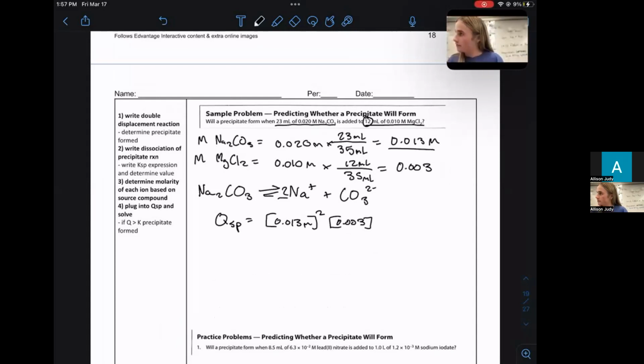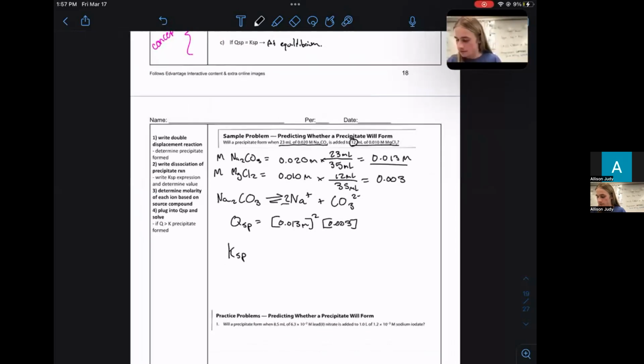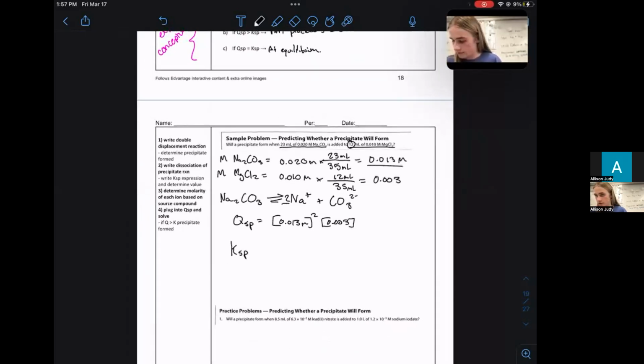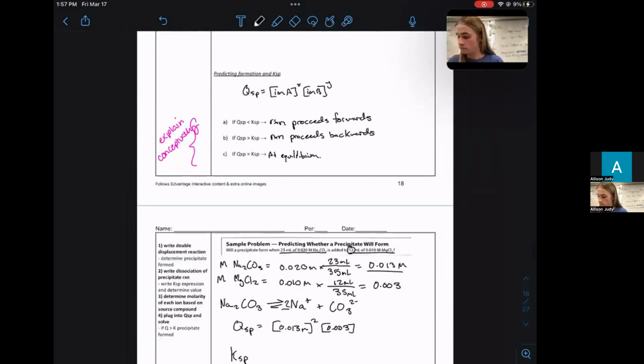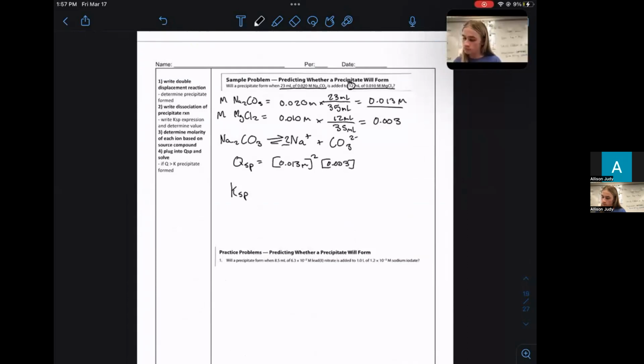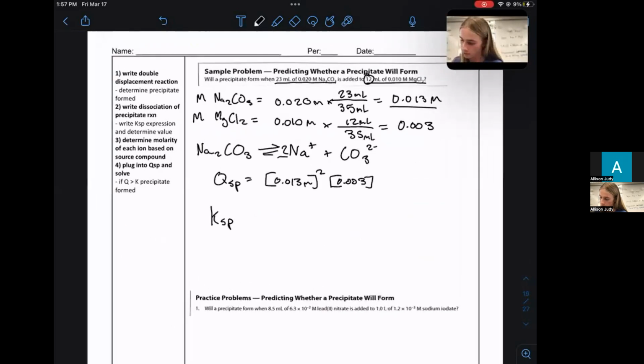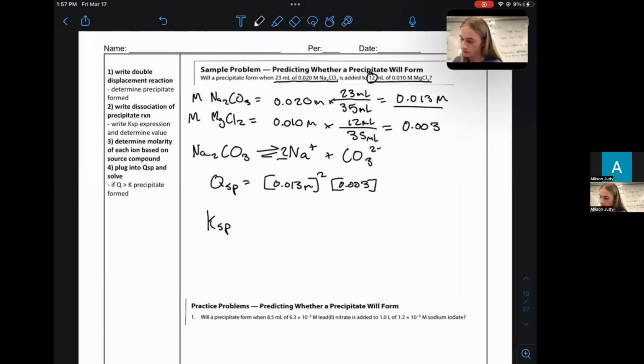Does anybody have that value for the QSP? While you're calculating it, we're going to have to know the KSP to determine whether we're at, below, or above it. My question is just, why'd you say 12 milliliters of magnesium chloride in the, aren't you?